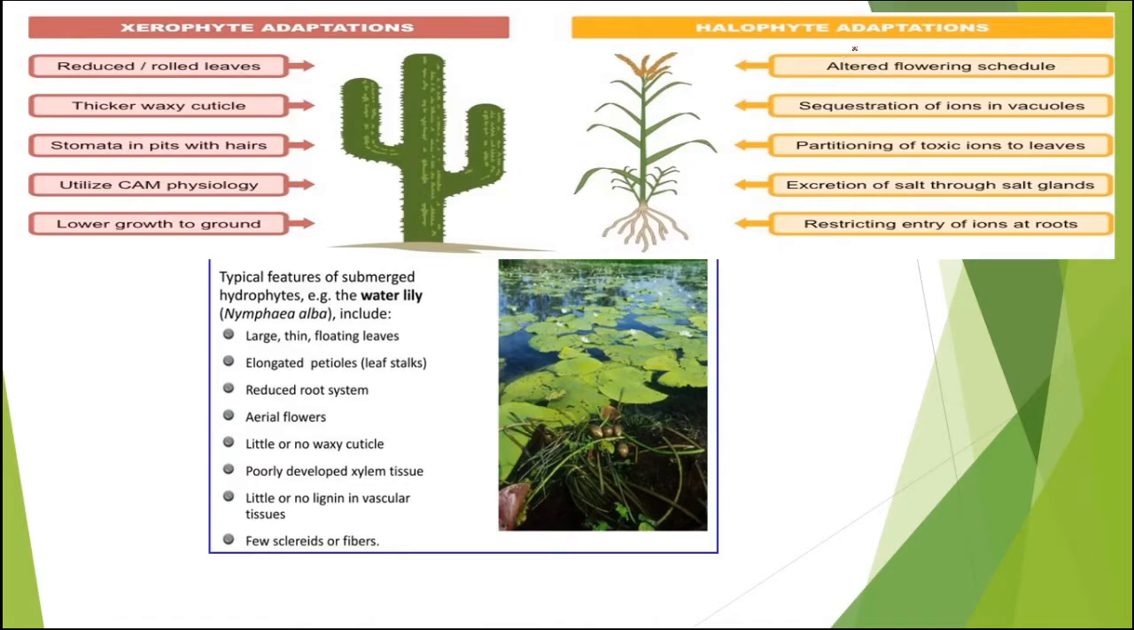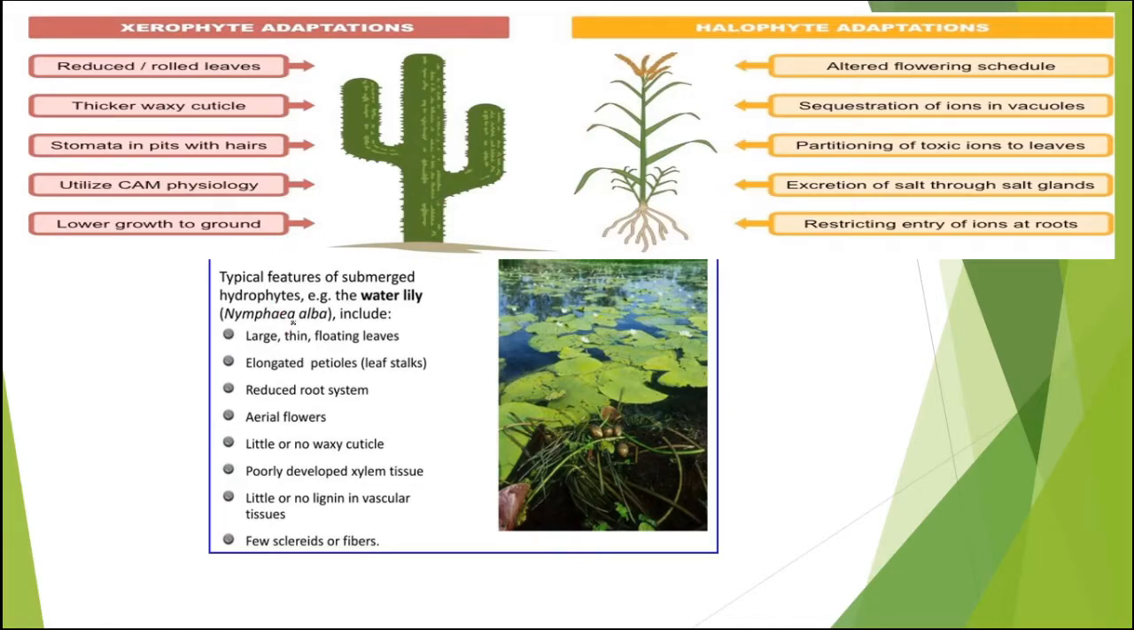Then the halophytes, which develop in soil which is high in salinity, show adaptations like altered flowering schedule and sequestration of ions in vacuoles, partitioning of toxic ions to leaves, excretion of salt through salt glands and restricting entry of ions at roots. So these are some adaptations found in halophytic plants.